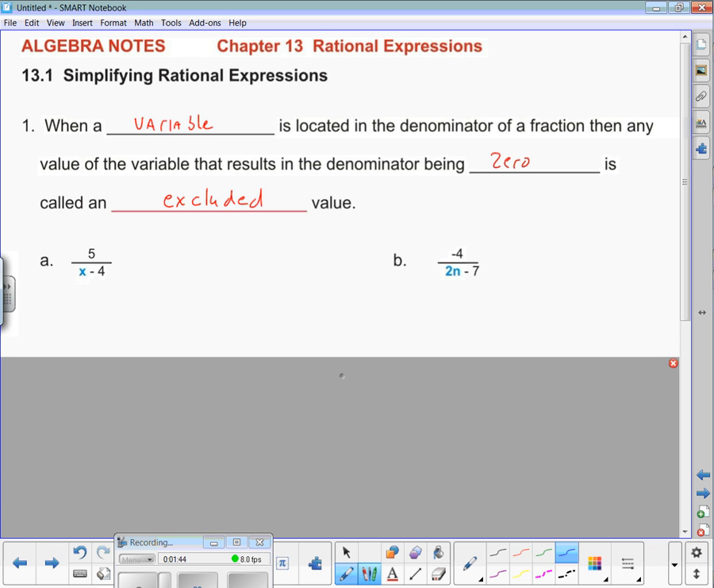Let's suppose we had something simplistic like 15 divided by x. Now, x is a variable. It can be any value. If it's 15, then the answer is 1. If it's 30, the answer is a half. If it's 5, the answer is 3. However, what happens if it's 0?